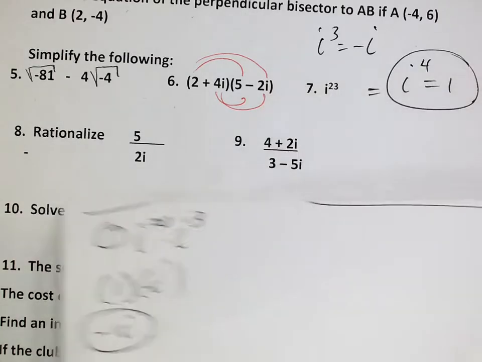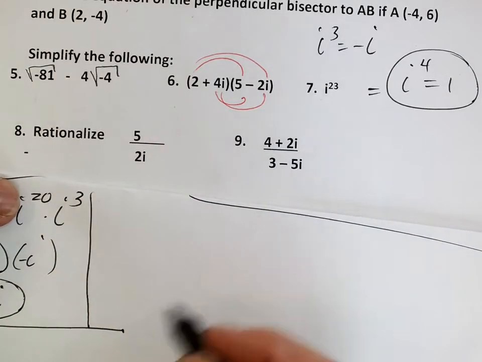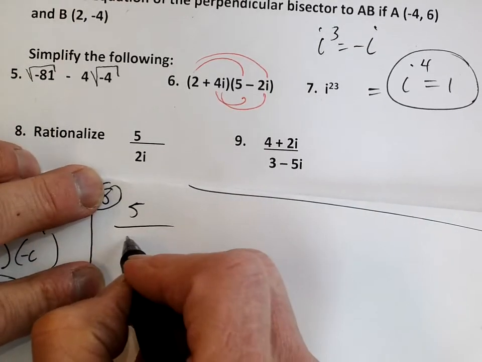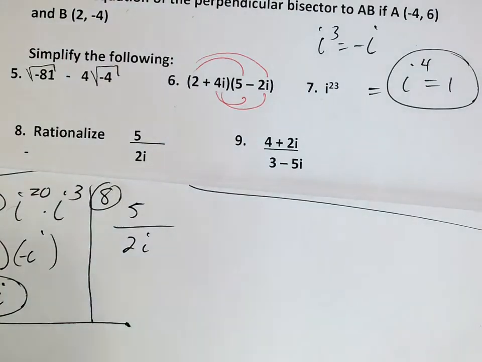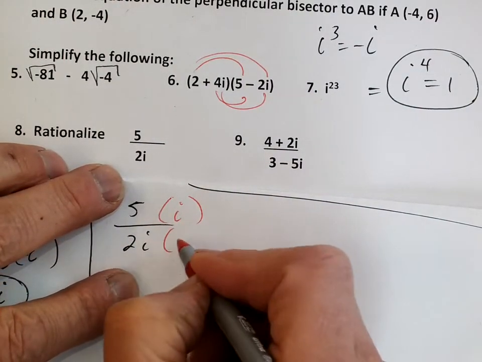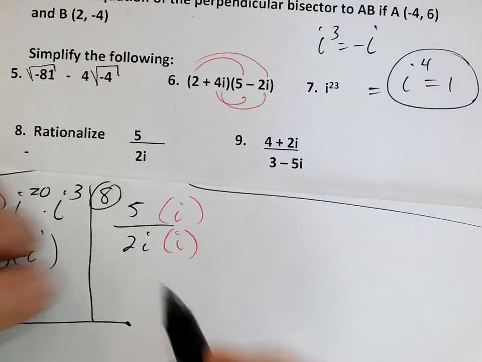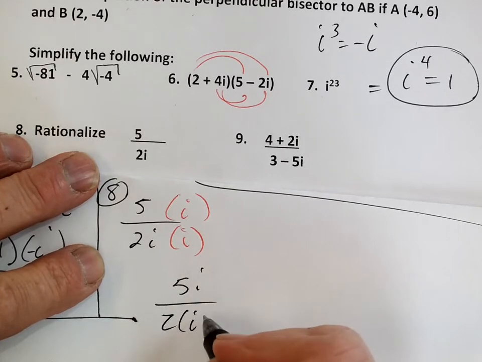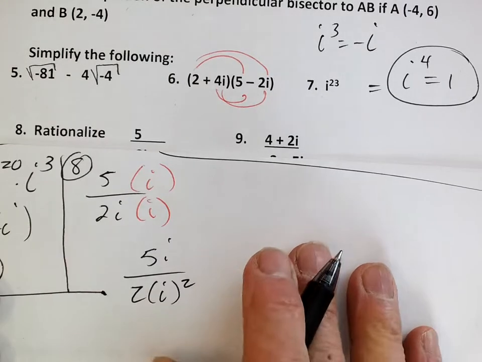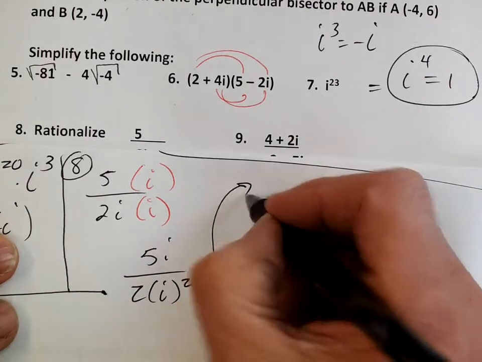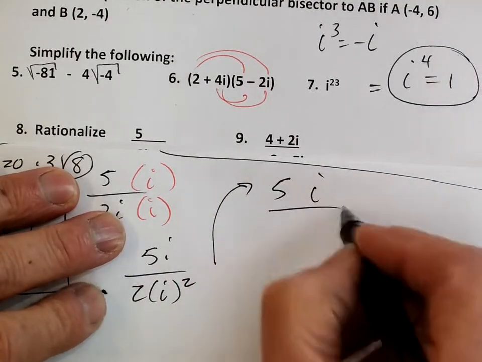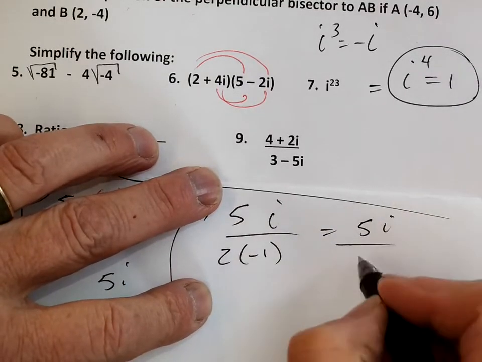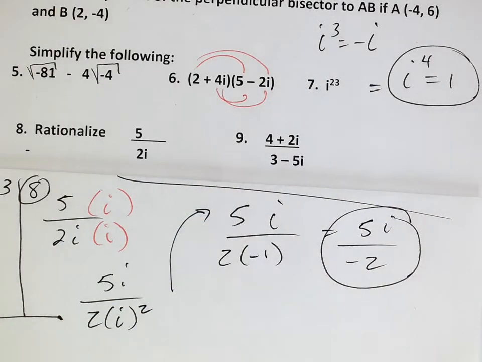Number 8, we're going to rationalize. You can't have an i in the bottom, the denominator. So I'm going to take my 5 over 2i, and we fix the problem with the problem. Multiply by i over i, that's called the property of 1. We're multiplying by the same thing. I wind up with a 5i over a 2 times an i squared. But i squared we know is negative 1, so I'm going to have a 5i over 2 times a negative 1, which makes a 5i over negative 2. There we go. Boom.